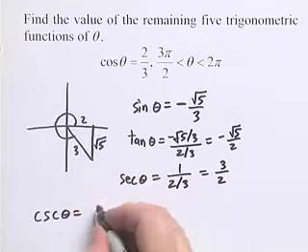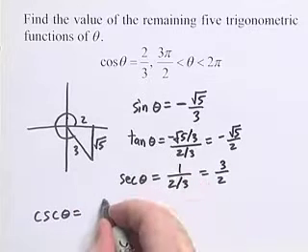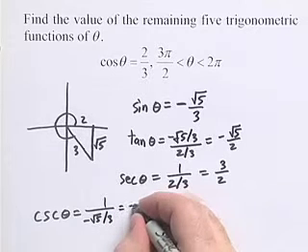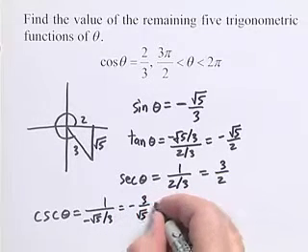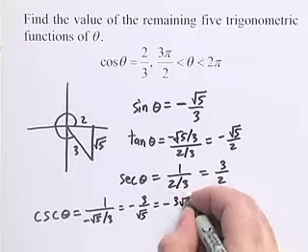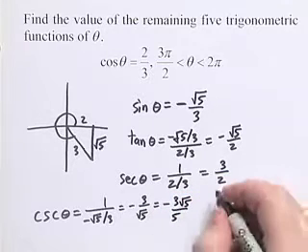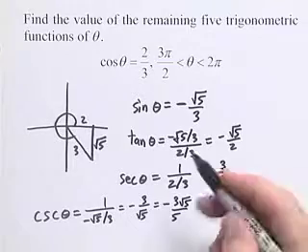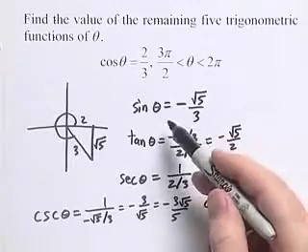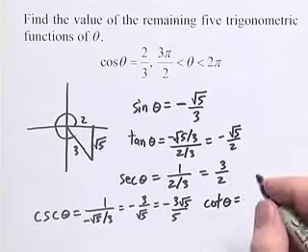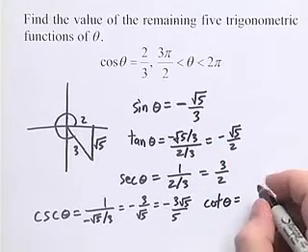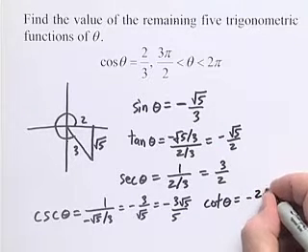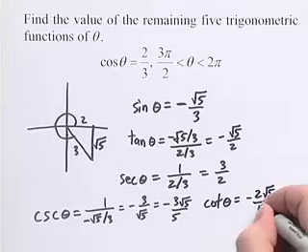Cosecant theta is 1 over sine theta. So we get 1 over negative root 5 over 3. So that's negative 3 over root 5, which is negative 3 root 5 over 5. And then lastly, cotangent of theta. Cotangent of theta will be the cosine over the sine. And if we put in those values, we'll get that cotangent of theta is negative 2 root 5 over 5.